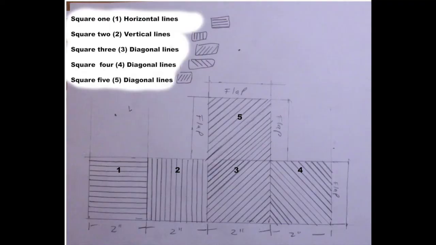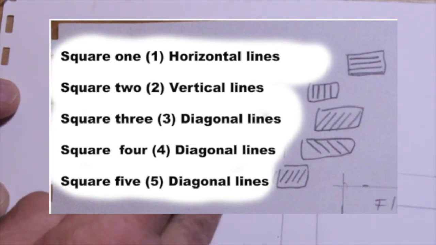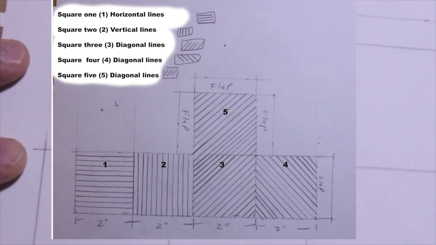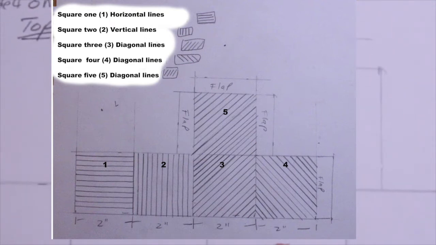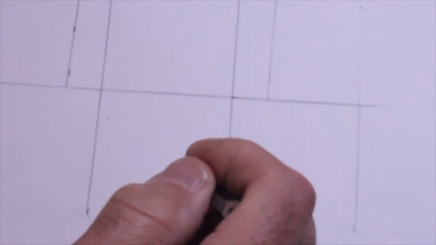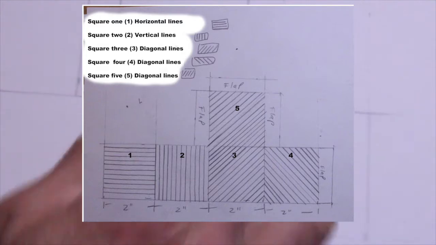When you do this assignment, square one will be horizontal lines. Square two is vertical lines. Square three are diagonal lines, which go from the bottom left to the upper right. Square four is diagonal lines that go from the upper left to the lower right. Square five are diagonal lines that follow the same direction as number three.